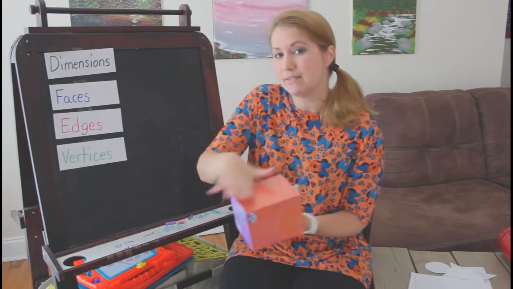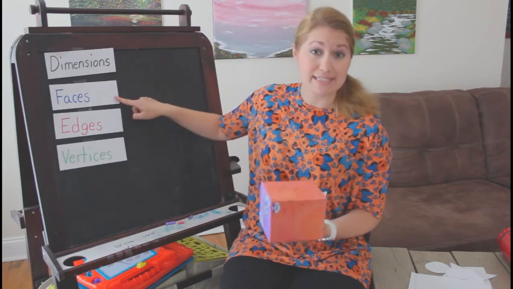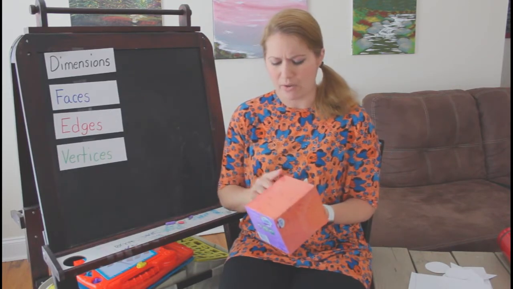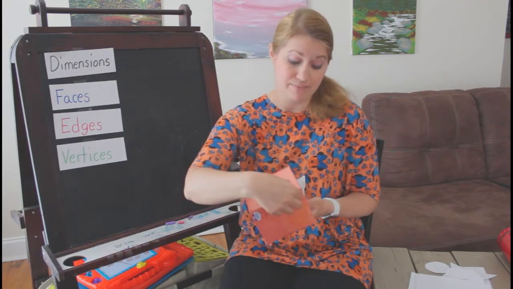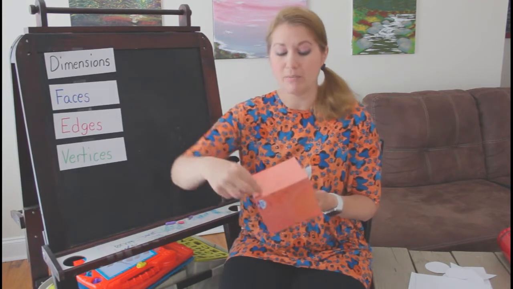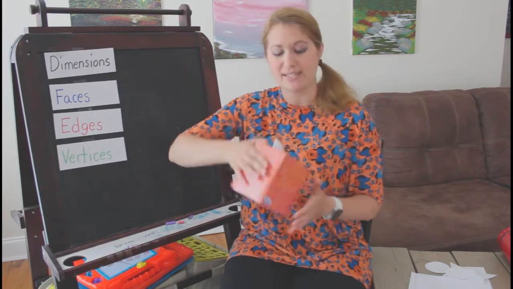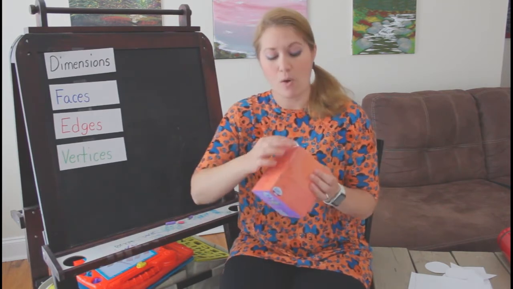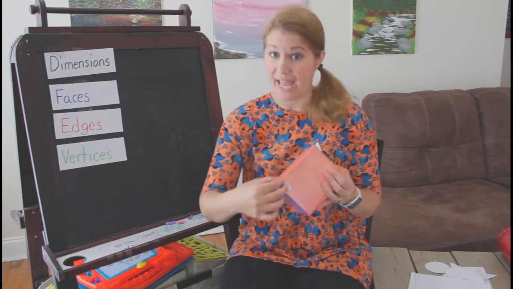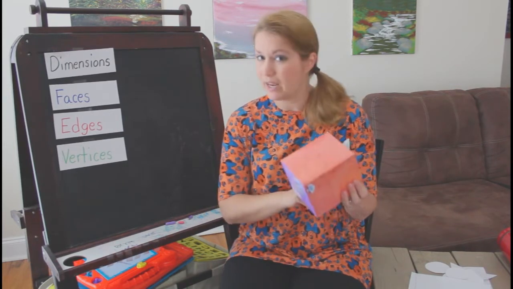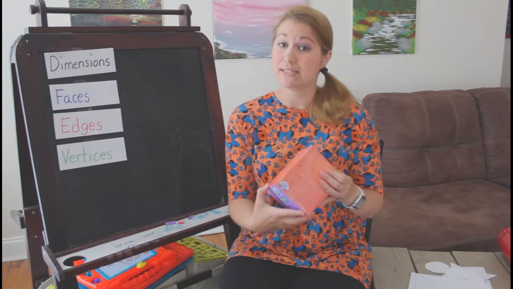That surface that's flat we'll call a face. Then we also have edges, not the corners. I'm talking about the lines between them. The edges are where the two faces come together. That whole line is called the edge. It goes all the way around every surface.